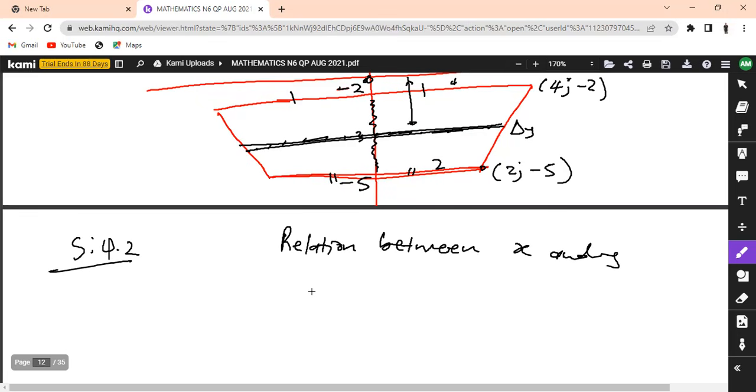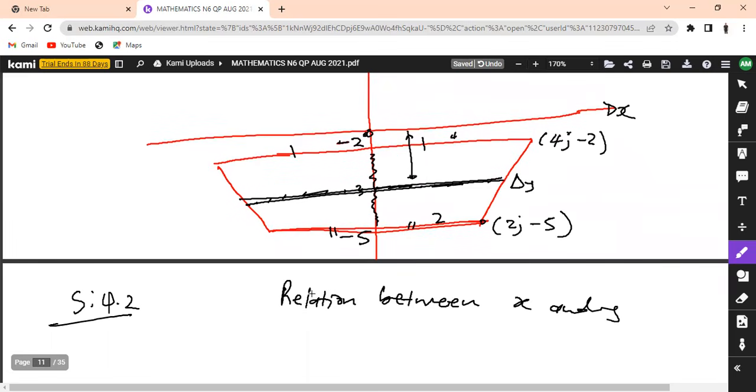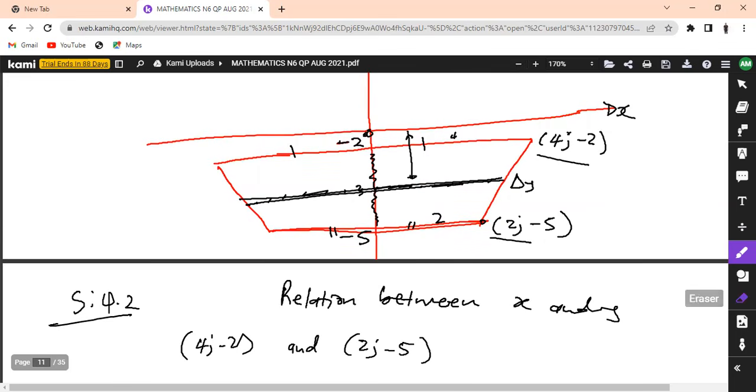Our relation between x and y, we are going to use these 2 points here. So make sure that you've got a neat sketch, guys. You're going to have these 2 points, which are 4, -2, and the other point, which is 2, -5. So these are the 2 points that we are going to use in this case.